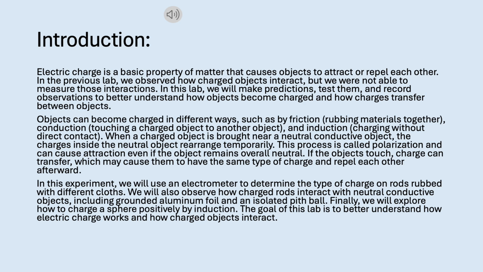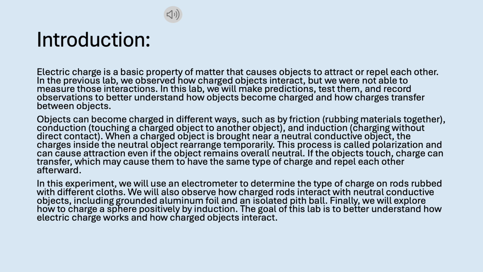Electric charge is a basic property of matter that causes objects to attract or repel each other. In the previous lab, we observed how charged objects interact, but we were not able to measure those interactions. In this lab, we will make predictions, test them, and record observations to better understand how objects become charged and how charges transfer between objects.